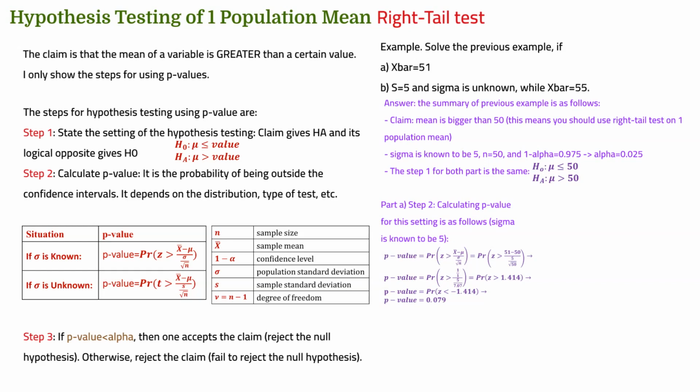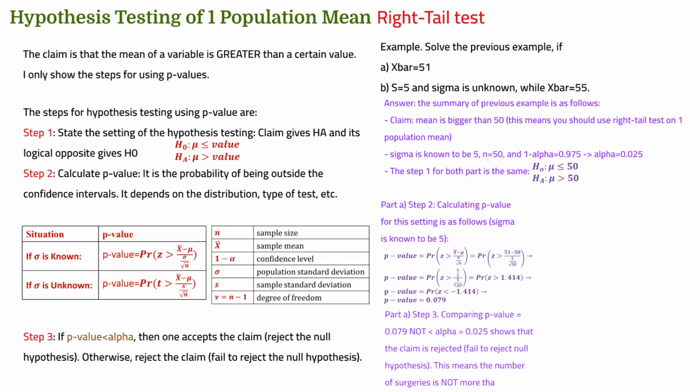The p-value is 0.079 and alpha is 0.025. P-value is not less than alpha. So it shows that the claim is rejected, or we fail to reject the null hypothesis. This means the number of surgeries is not more than 50 in case A.